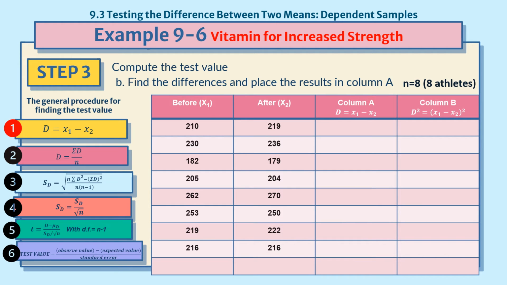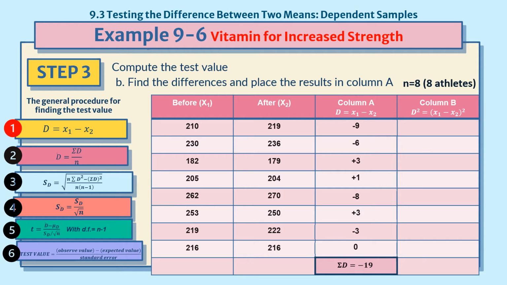So, for column A, again, x sub 1 minus x sub 2. We have 210 minus 219 is equal to negative 9. 230 minus 236 is negative 6. 182 minus 179 is positive 3. 205 minus 204 is positive 1. 262 minus 270 is negative 8. 253 minus 250 is positive 3. 219 minus 222 is negative 3. 216 minus 216 is 0.